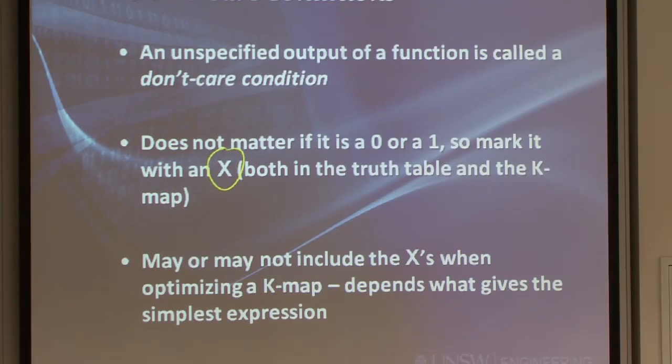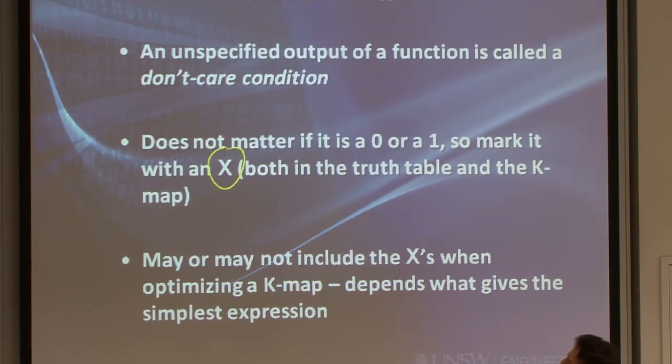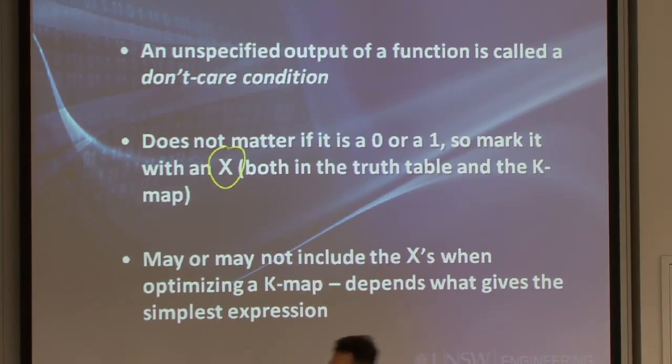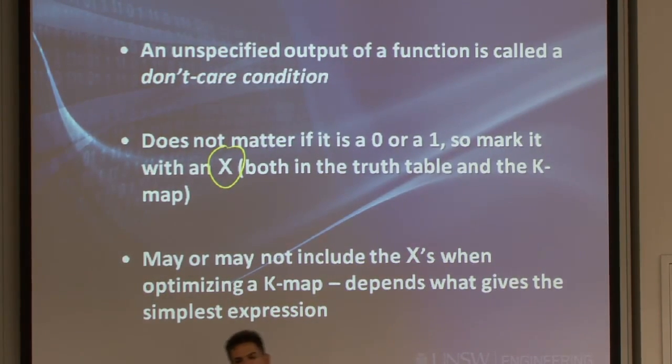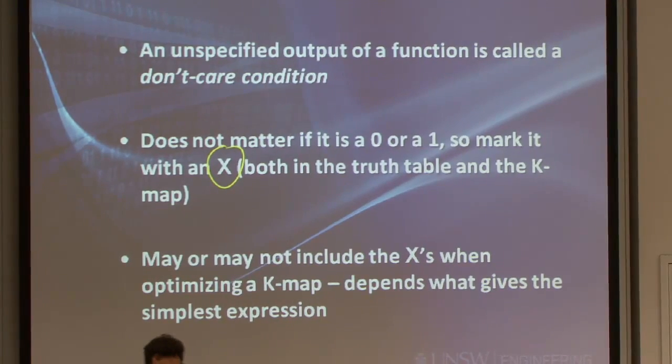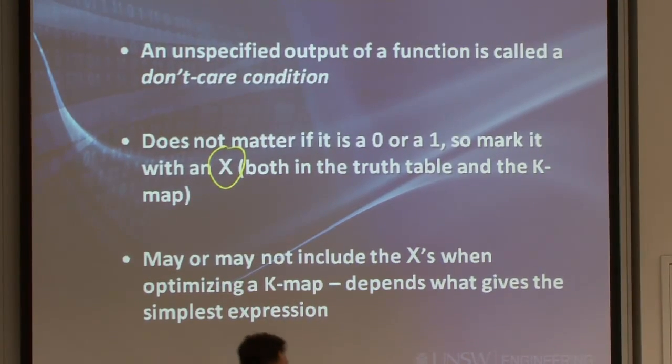Now, why does it help us? Because when we have X's in the chronomaps, we may choose to include them in our groups or choose not to include them in our groups, depending on what will give us the simpler expression.